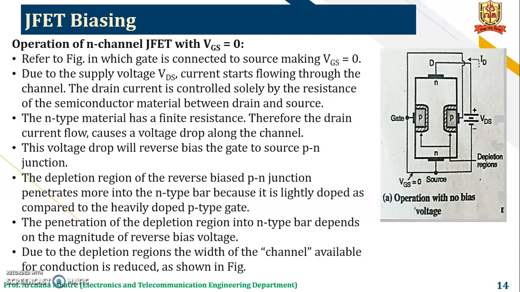and causes a voltage drop along the channel. This voltage drop will reverse bias the gate-to-source PN junction. The depletion region of the reverse-biased PN junction penetrates more into the N-type bar because it is lightly doped as compared to the heavily doped P-type gate. Here in this diagram you can see the depletion region created at the PN junction.